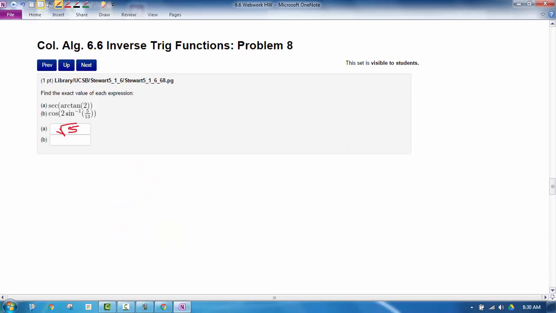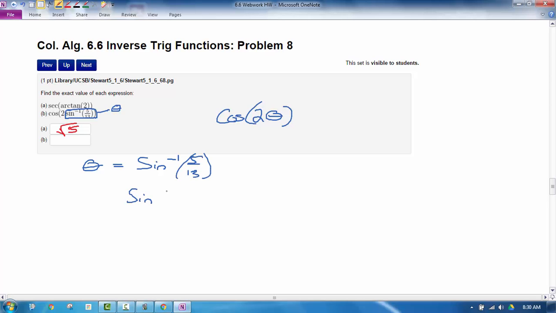All right, now the next one might be even more tricky. I want the cosine of 2 times the inverse sine of 5 over 13, and I'm going to call this angle right here, because inverse sine is an angle, theta. So it's going to be cosine of 2 theta. Now, I'm going to write that separately. Theta is equal to inverse sine of 5 over 13. So what that means is the sine of theta is 5 over 13.